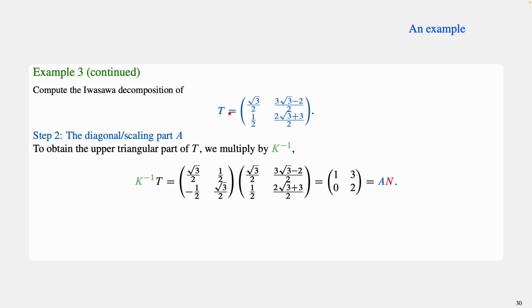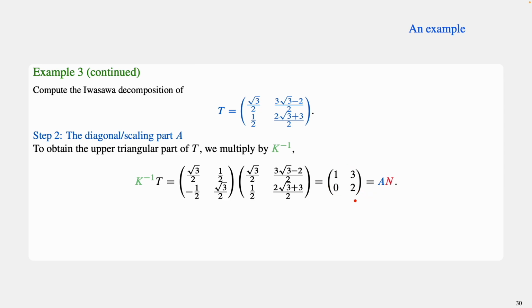our matrix T. How do we do this? Well, we first determine the upper triangular part of T, and we get this by simply multiplying T on the left by the inverse of K. So to get the inverse of K, we simply have to move the minus sign, so the rotation angle alpha gets replaced by minus alpha. And then we get this matrix T here, and we multiply these. It looks a bit nasty, but what we actually get is a rather nice matrix here. It's the matrix with entries 1, 0 and 3, 2.